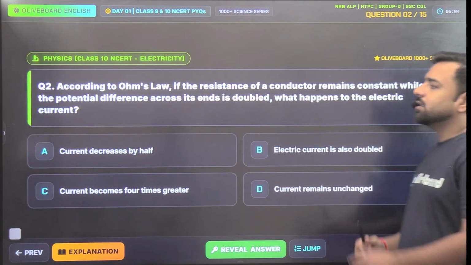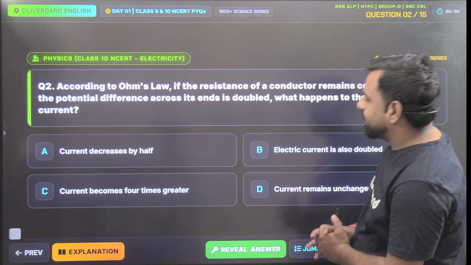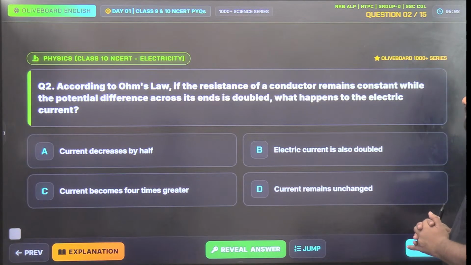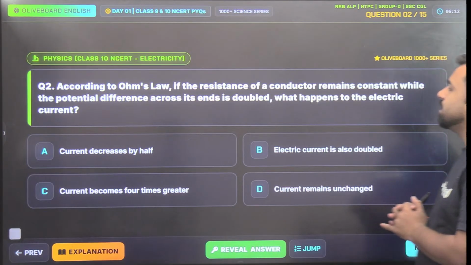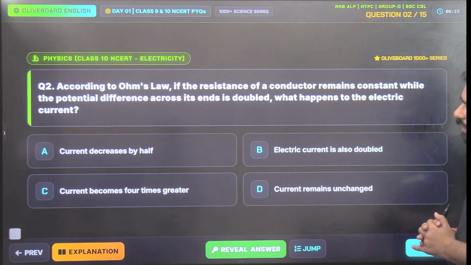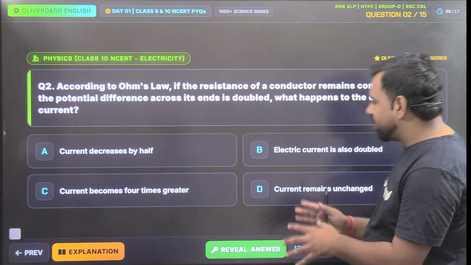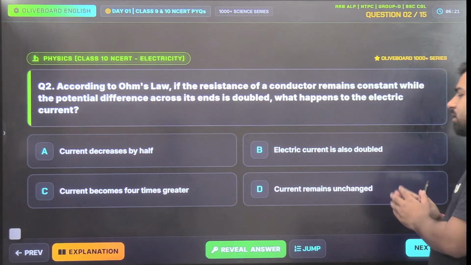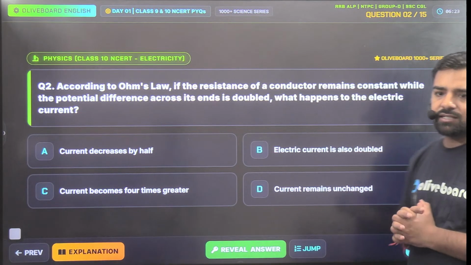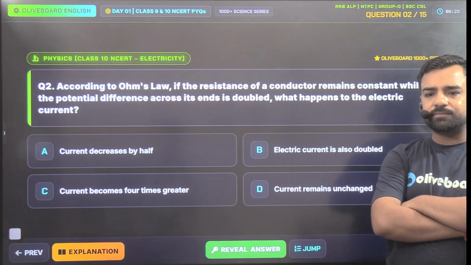Next. According to Ohm's law, if the resistance of a conductor remains constant while the potential difference across its ends is doubled, what happens to the electric current? Does current decrease by half, is electric current also doubled, does current become 4 times greater, or does current remain unchanged? What should be the correct answer?